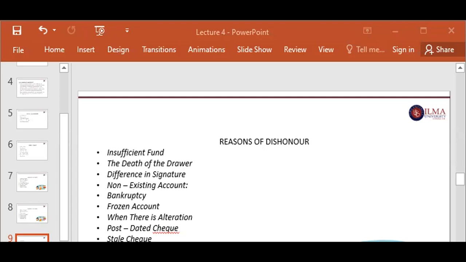Death of the drawer is next. If the bank receives information of the death of its customer, the bank will not honor any check presented on account of the dead customer until further notice. Difference in signature. If the signature of the drawer differs from the specimen signature in the bank, the check will be returned by the bank.